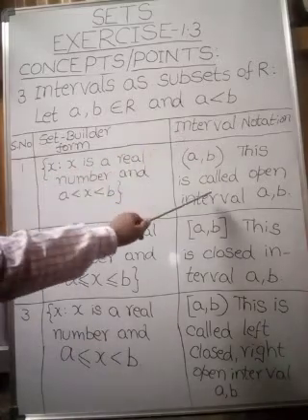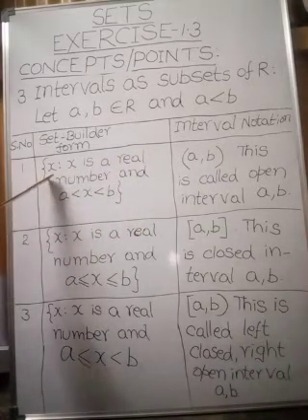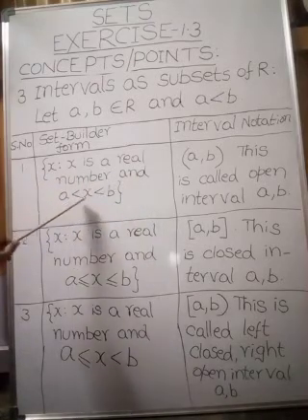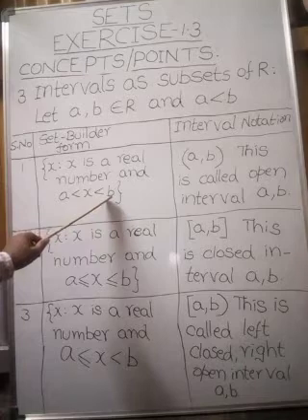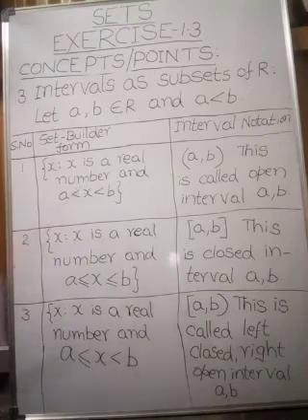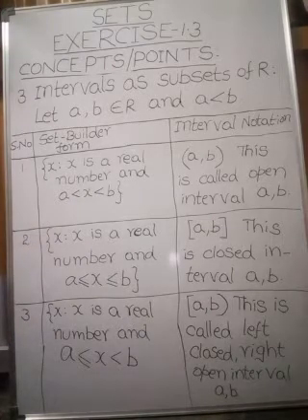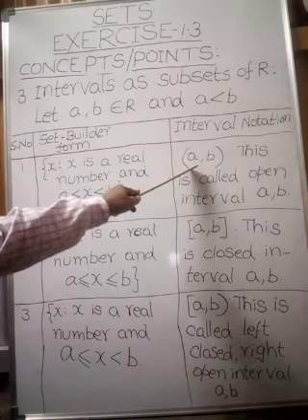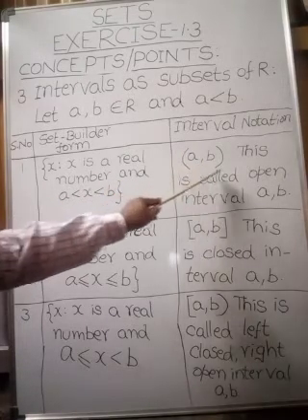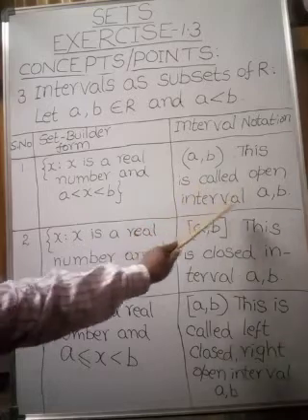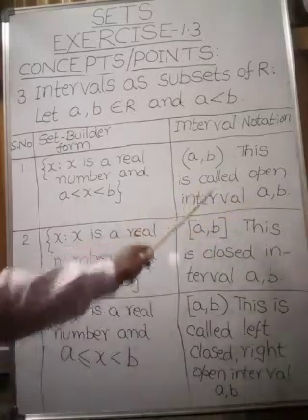First one, here it is called set builder form, here interval notation. First one: set of all x such that x is a real number and a less than x less than b. If you observe here, these are endpoints. These endpoints are not included in that interval. This is denoted by open interval (a, b). We use small brackets to denote open interval. This is called open interval a comma b. Understood this point, my dear children?